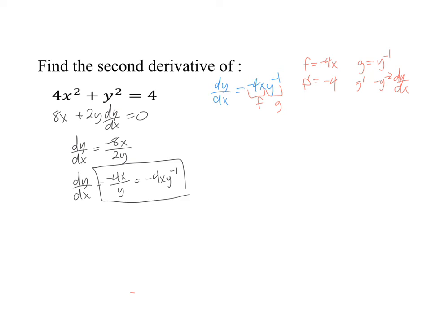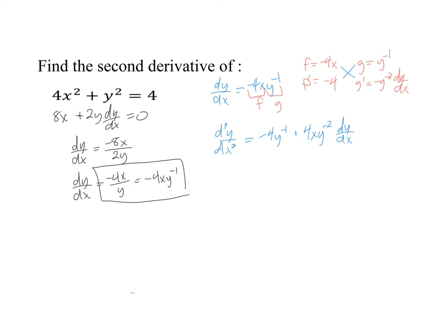So the steps are still the same. We just got to be careful with implicit to make sure we don't forget that extra dy dx. So now when we go back to the product rule, our second derivative is this cross multiplying. So we get negative 4y to the negative 1 plus the other two, which would give us positive 4x y to the negative 2 dy dx.